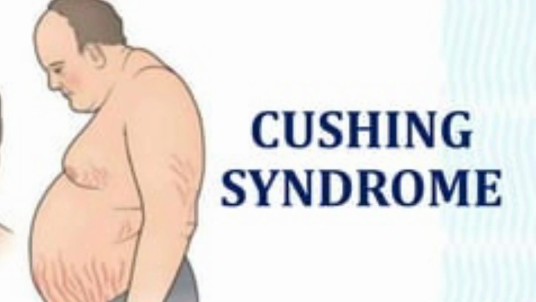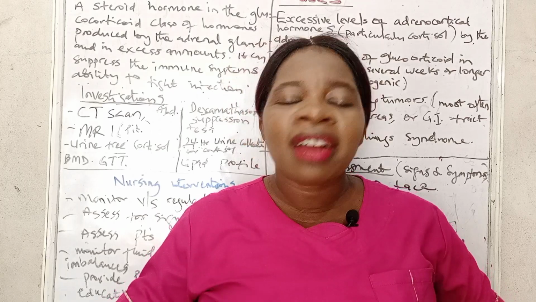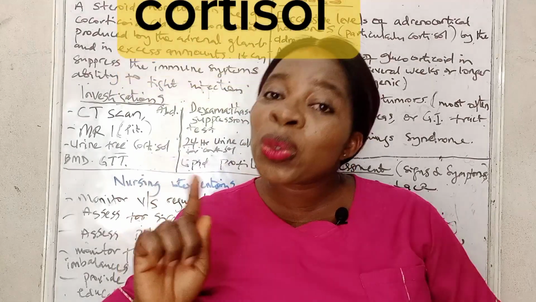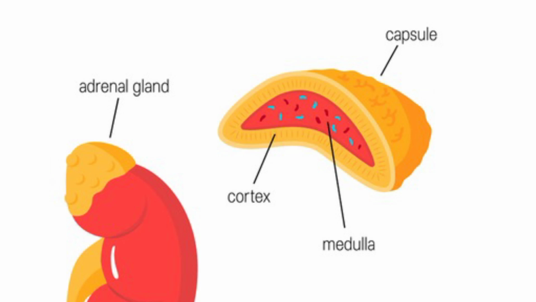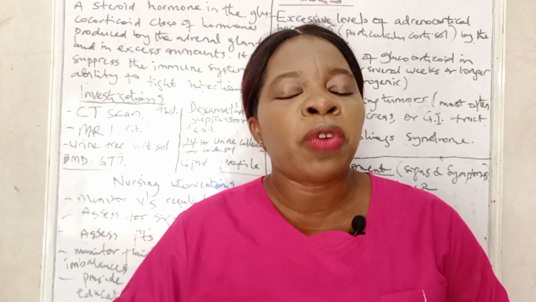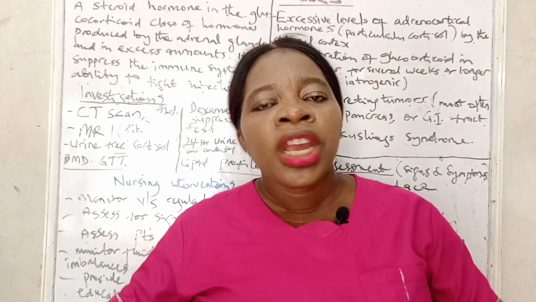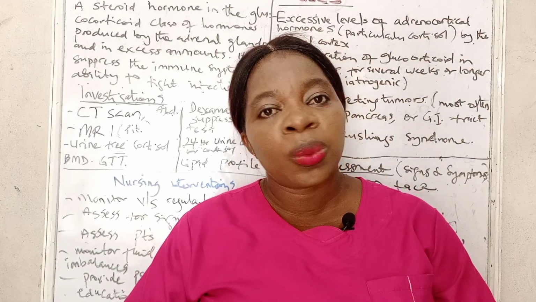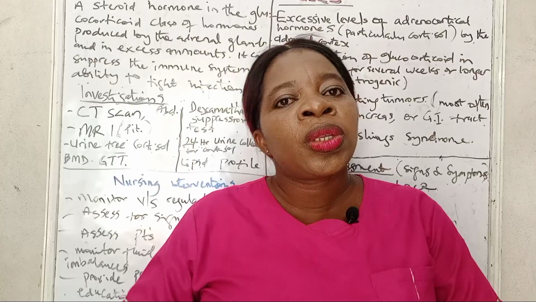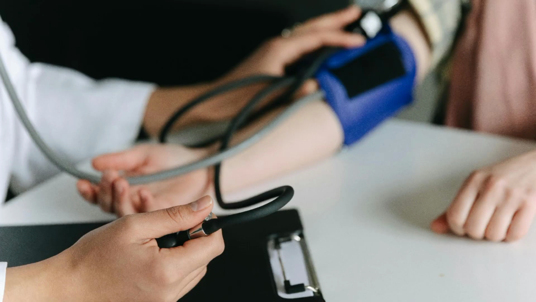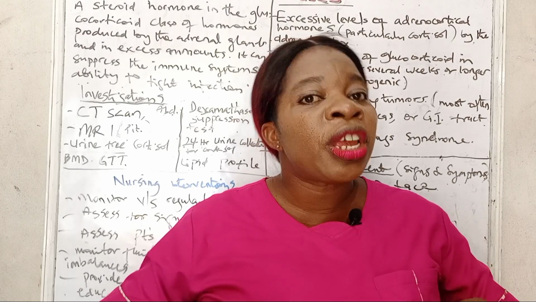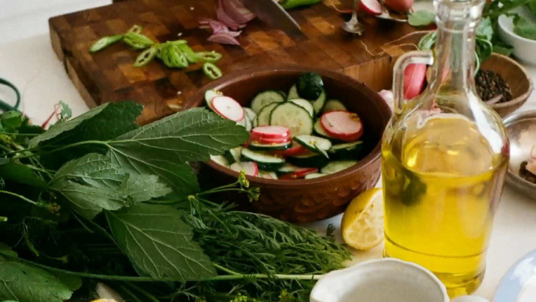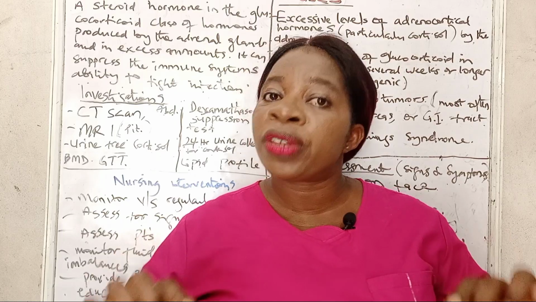Cushing syndrome is a metabolic disorder resulting from chronic and excessive production of cortisol by the adrenal cortex. Cortisol is a steroid hormone in the glucocorticoid class of hormones. Glucocorticoids are the hydrocortisones, which are stress hormones. Cortisol helps regulate blood pressure and blood sugar, reduce inflammation, and metabolize food. It is also a stress hormone.